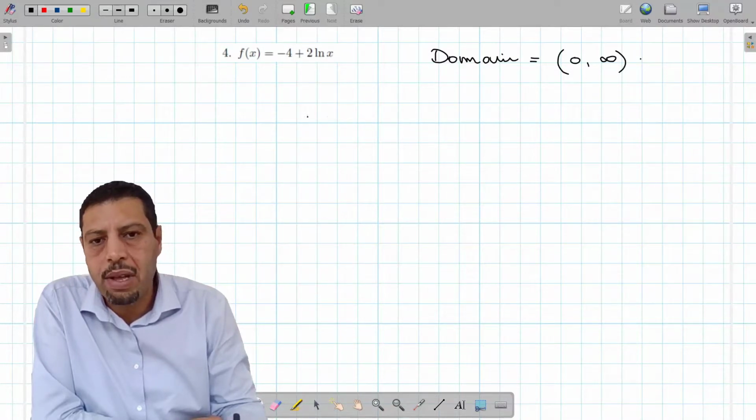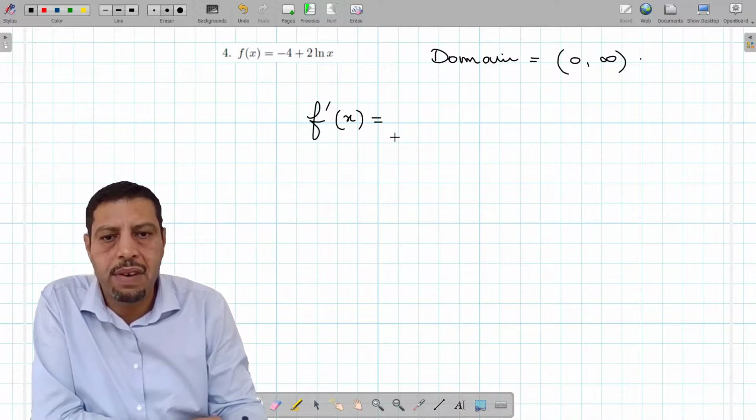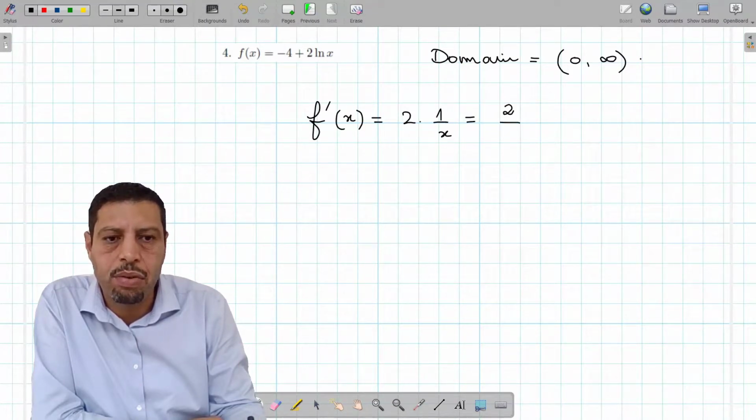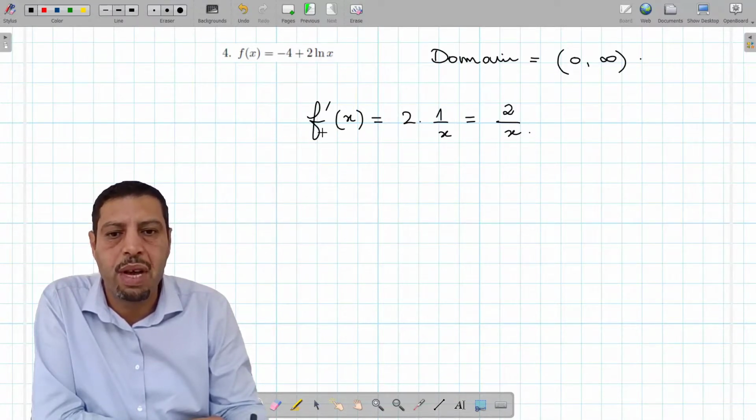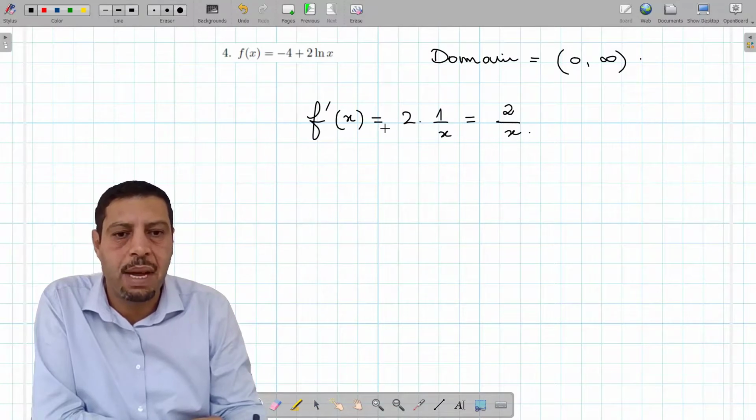Okay? Now we compute f prime of x. Super easy. The derivative of negative 4 is 0, and we have 2 times the derivative of ln of x, which is 1 over x. So f prime of x is equal to 2 over x. Now, this function is not defined at 0, which is also a point where f is not defined. So there is no point where f is defined and f prime is not defined.